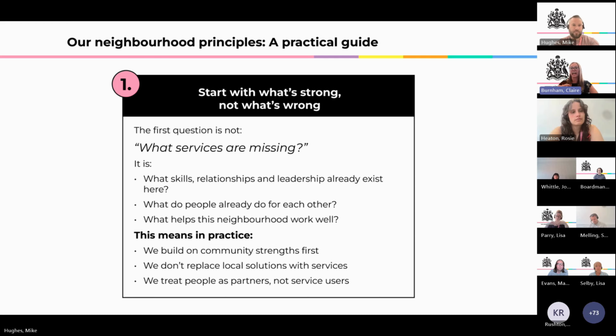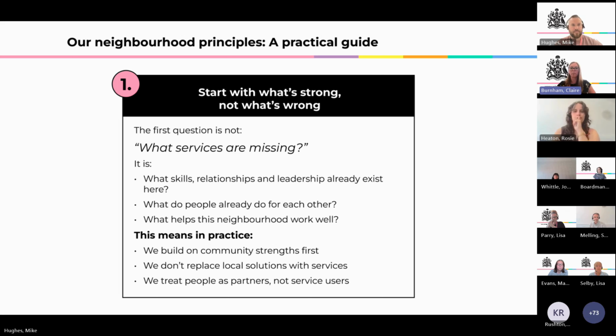So use the data as a guide, but have that conversation of, well, we might know that asthma's high in this area, or there's a high percentage of people who are obese, but what are the community solutions to some of those challenges? And let's work together to try and enable that.